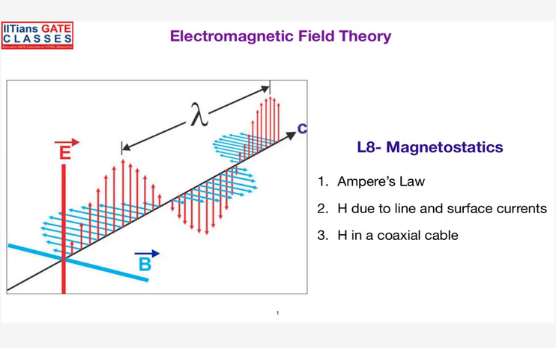The topics in magnetostatics, that is Ampere's law and the magnetic field intensity due to the different types of distributions that you have seen, the line current. And we will discuss what magnetic field exists in a coaxial cable.